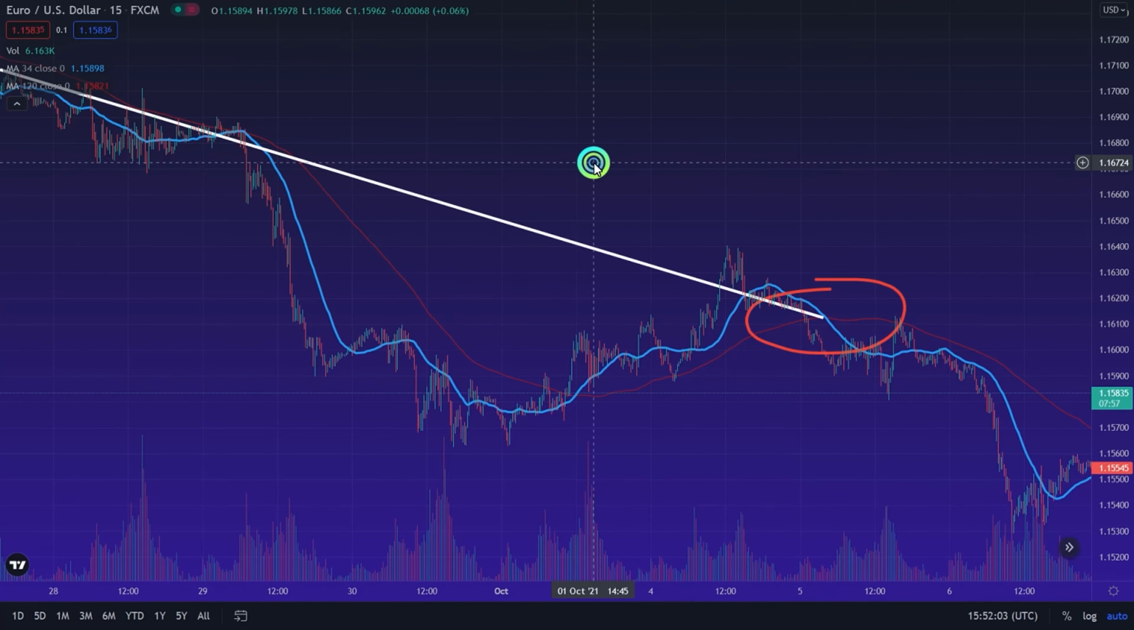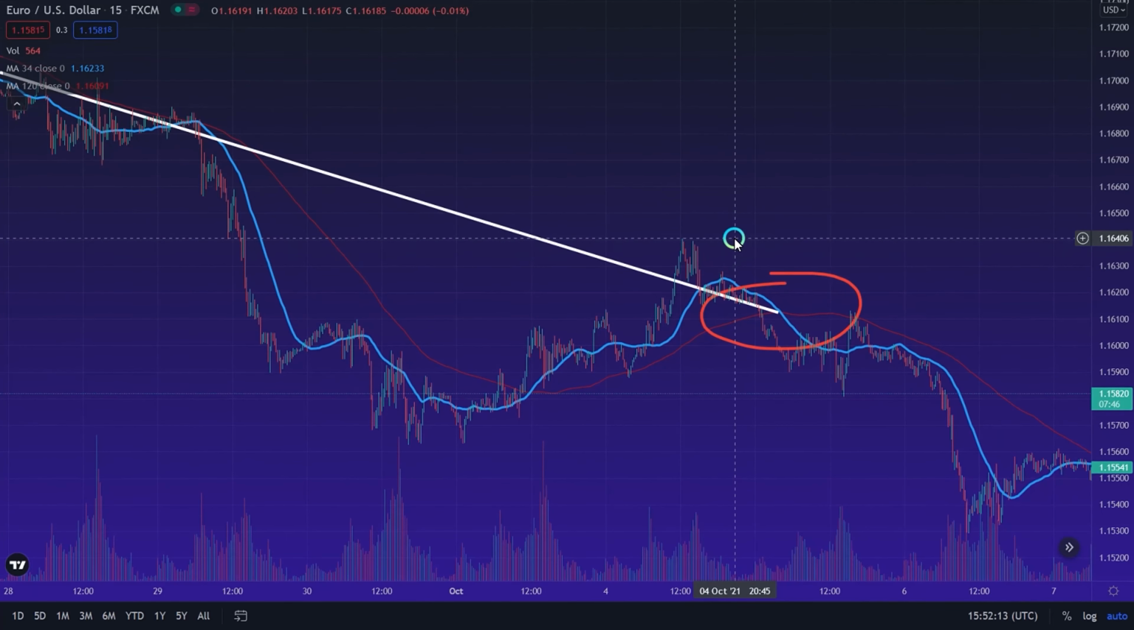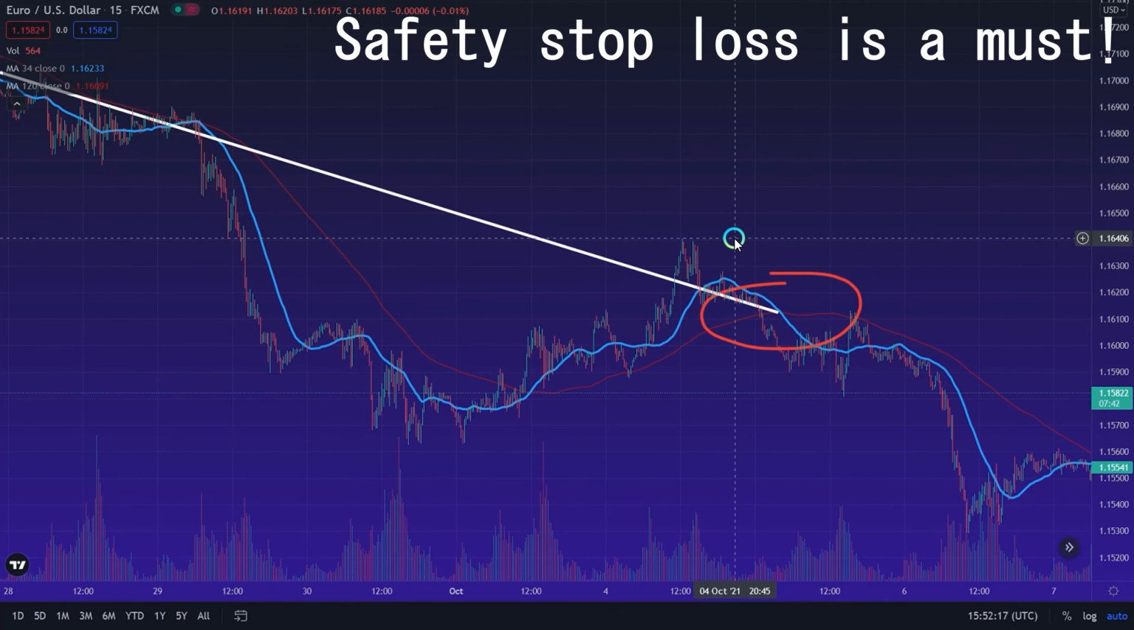The third condition is very simple as well. The third condition is that you have to have a safety stop loss. I tested it, so believe me, it is pretty important. If you don't have a safety stop loss, there can be a crash, a crisis, there can be something that will blow your entire account.